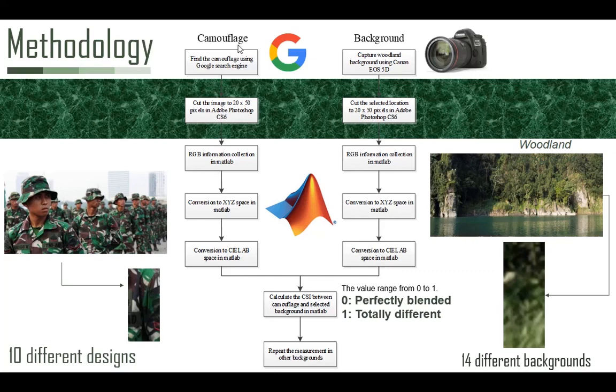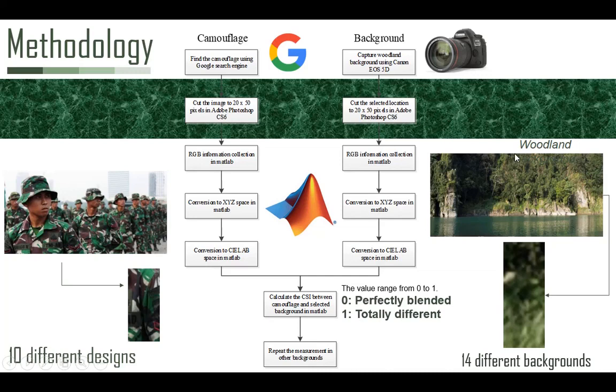From this Google search engine, for example, in here, I get this picture and I cut one location. It's actually around here, and then it's this one. So this is 20 times 50 pixels. So this is going to be one design. And then what about the background? In the background, I followed my four previous studies. I utilized this woodland background.